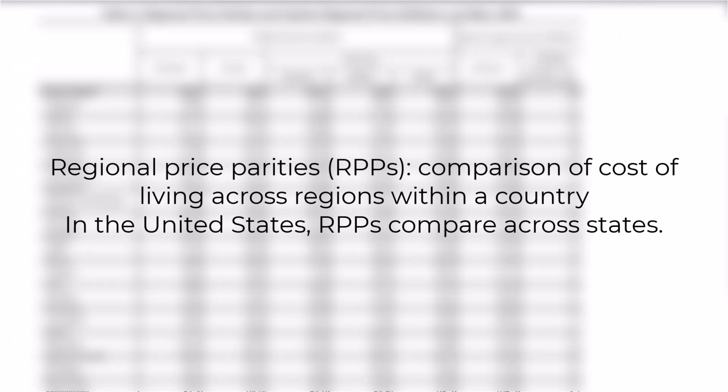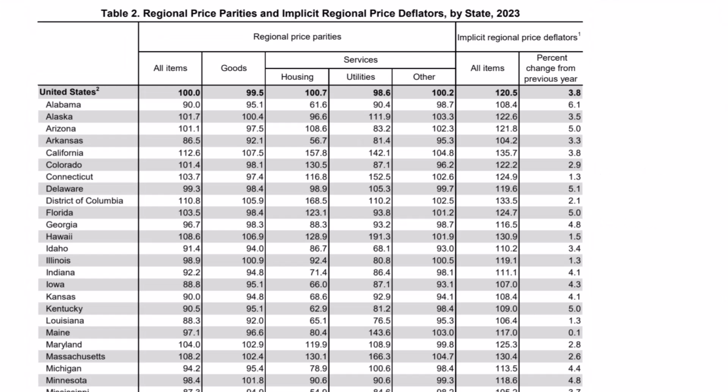The last thing we're going to do in this video is to take a look at regional price parities. This is when we calculate CPI for a particular region within a country, such as a state. This table comes from a report from the Bureau of Economic Analysis that shows us the 2023 figures, which are the most recent ones we have available. If we look at this first column here, what it shows us is an RPP, or regional price parity, of 100 for the United States, meaning that 100 represents the national average.